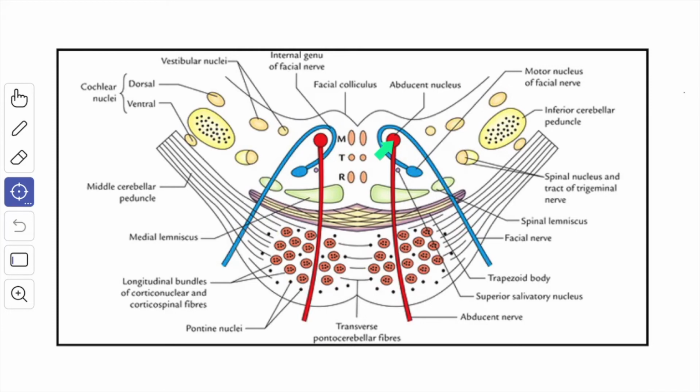The fibers from the abducent nerve pass ventrally downward through the reticular formation, and then intersect the trapezoid body and the medial lemniscus, and they traverse the basilar part of the pons to emerge at the junction of the pons and the pyramid of the medulla. The abducent nucleus supplies the lateral rectus muscle of the eyeball.